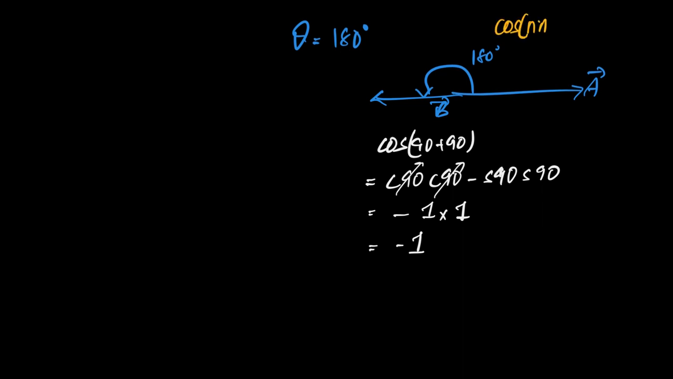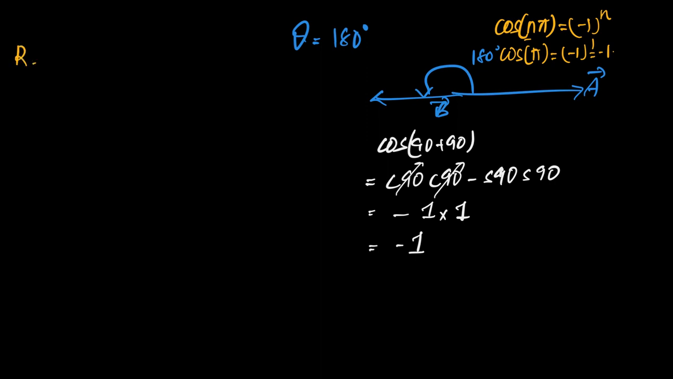What is cos n pi? Cos n pi is minus 1 the whole raised to n. So what do we have here? Instead of n, we have 1. So what is cos pi? Cos pi is minus 1 the whole raised to 1, which is equal to minus 1. Okay, so that's how you make things very simple.